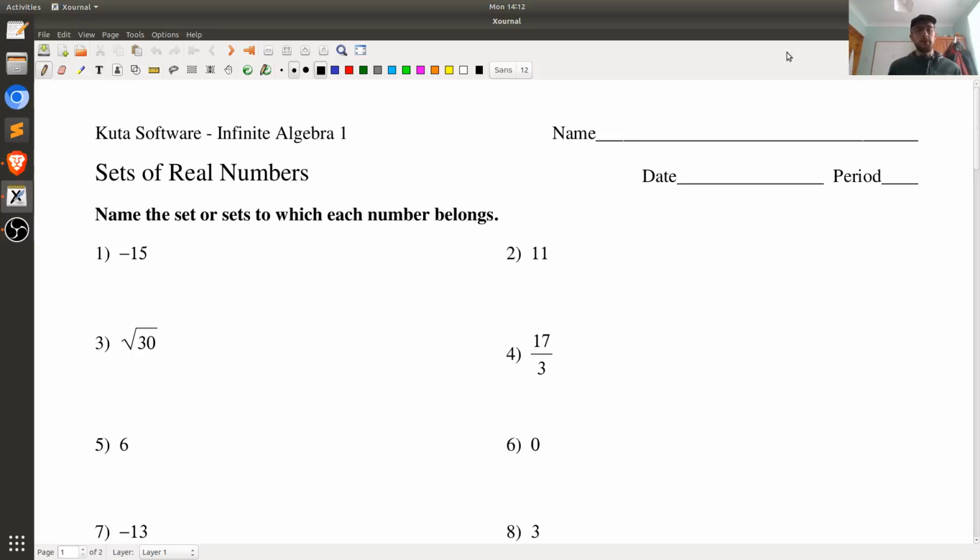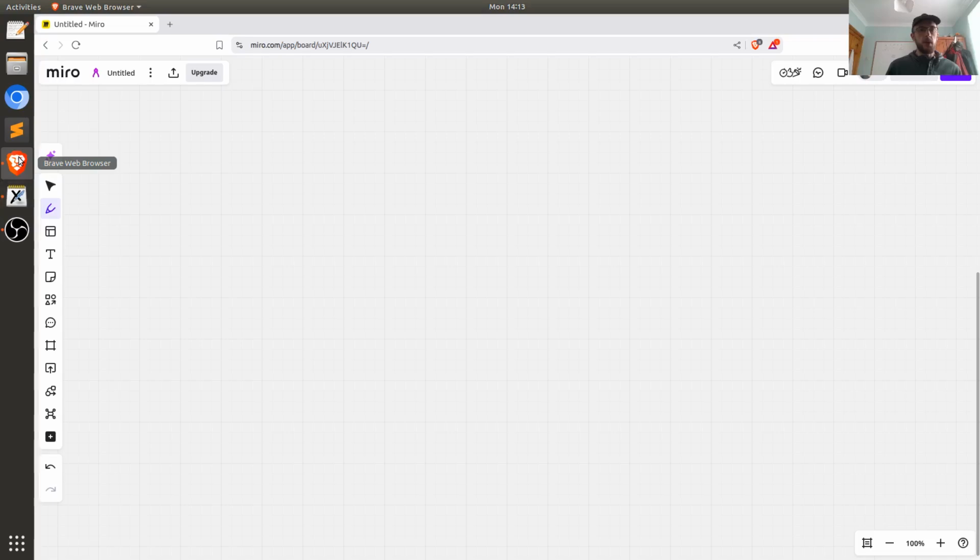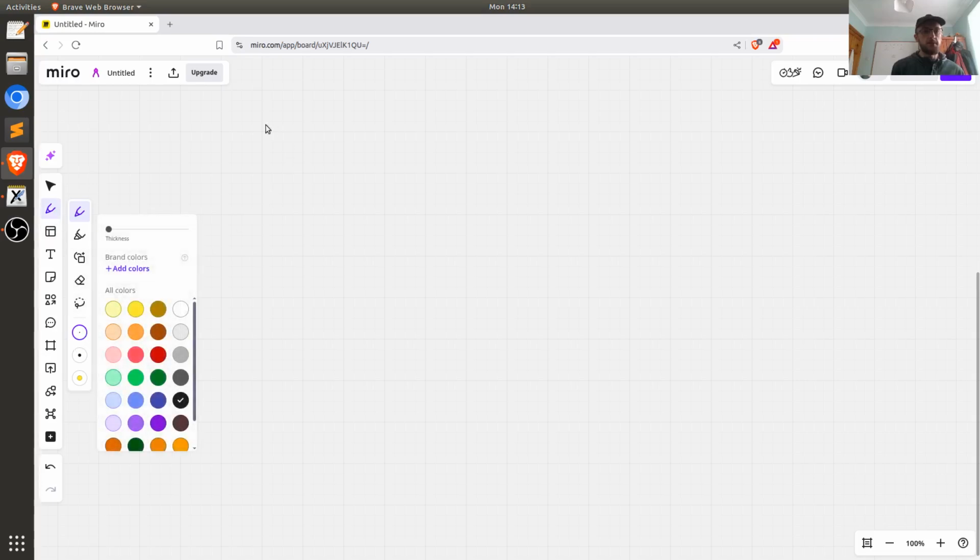Solving Algebra 1 problems. Topic: sets of real numbers. In these questions we are to name the set or sets to which each number belongs. So before that, just a word about the most common sets of numbers that you ought to know about.